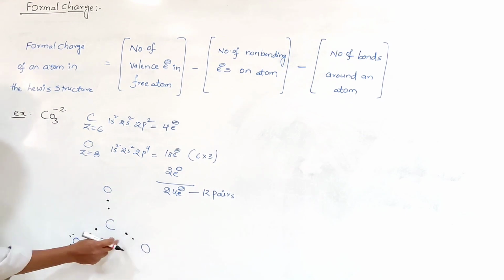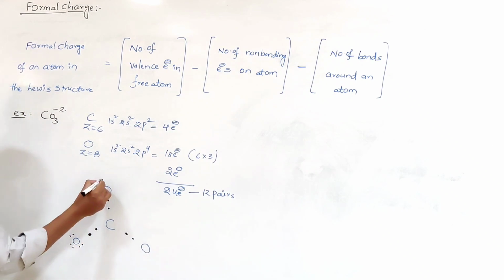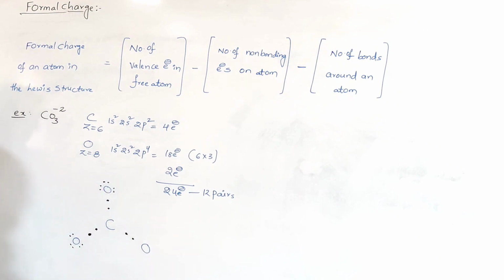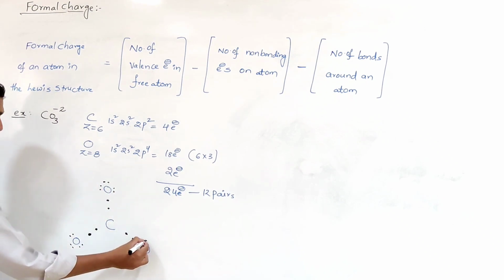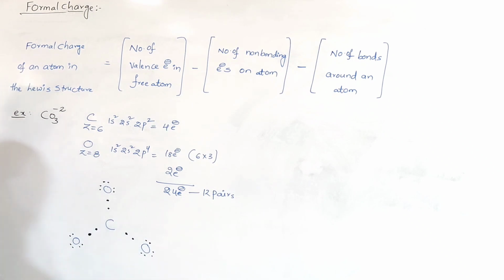Okay, so 1, 2, 3, 4, 5, 6. 6 is completed, 6 more are left. Here I need to write the 3. Okay, fine. So here also I write the remaining 3. Totally 12 pairs are completed.